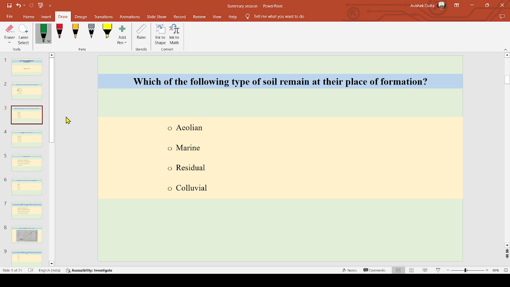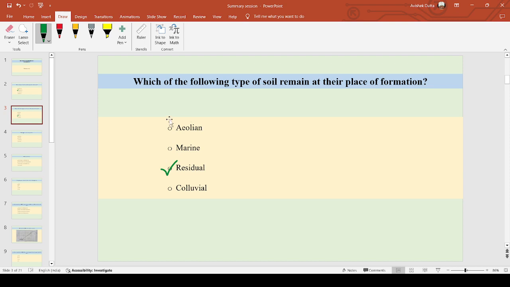Which of the following types of soil remain at their place of formation? It means when the soil is formed after the process of weathering in rocks, it does not need any agent for traveling because it stays in its place of formation, in the cover or the topsoil. This kind of soil which remains in its place of formation is called residual soil. They do not need any agent of transport.